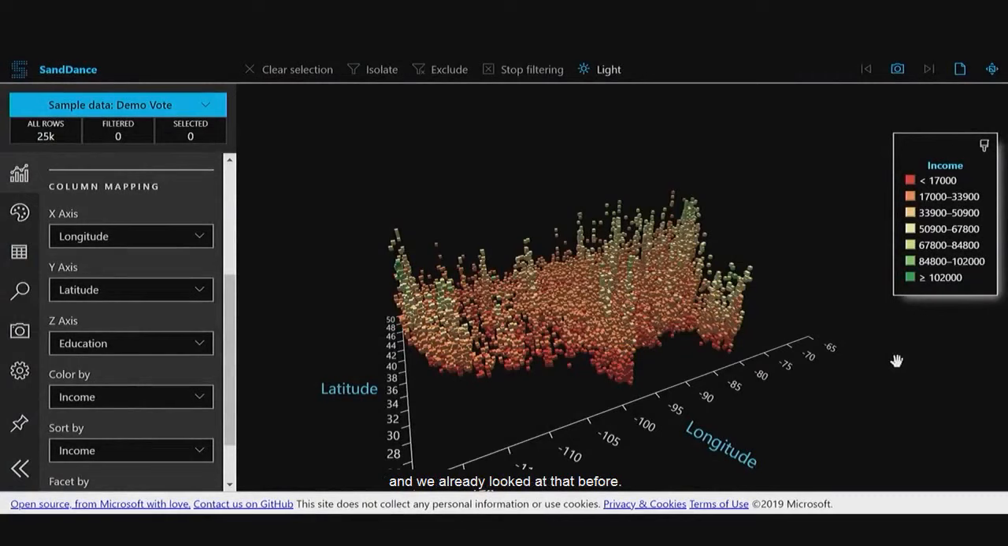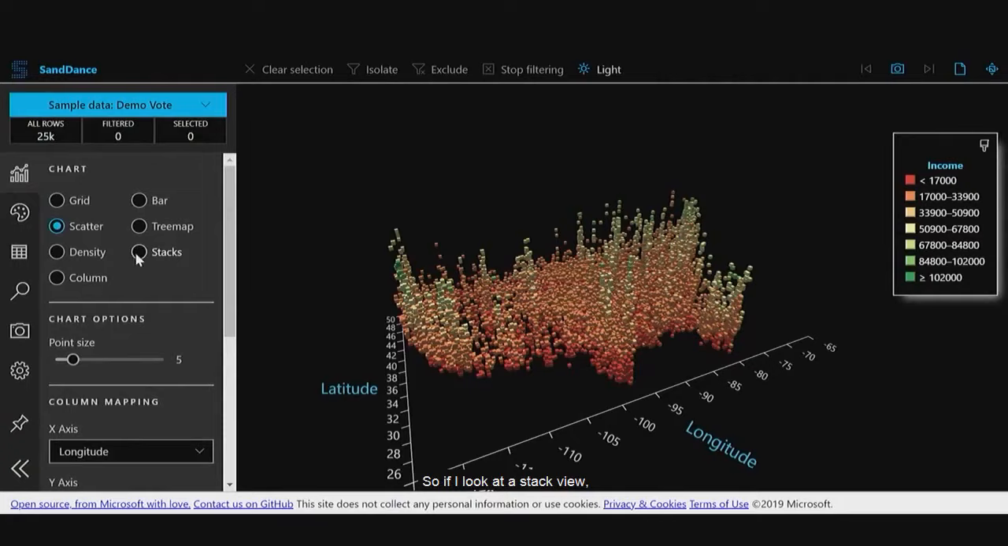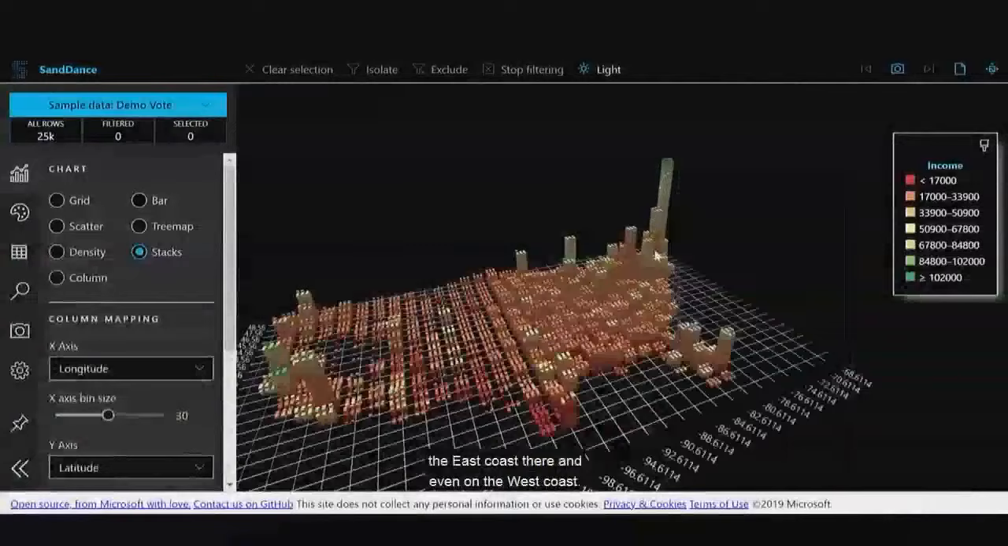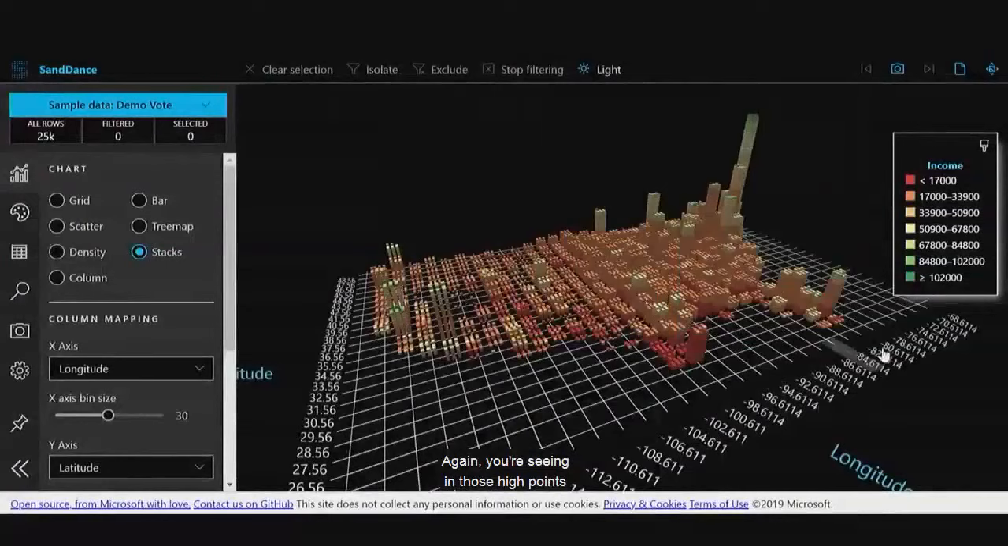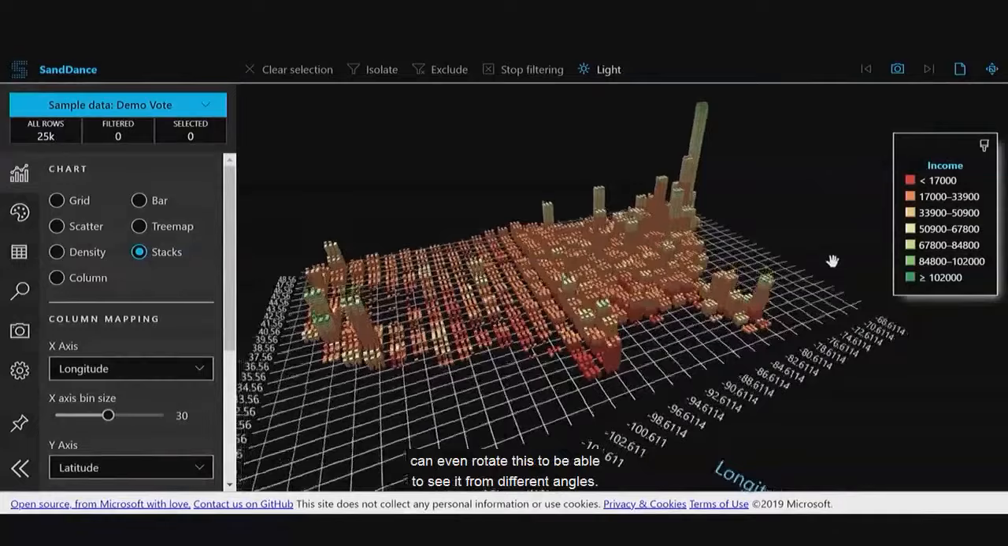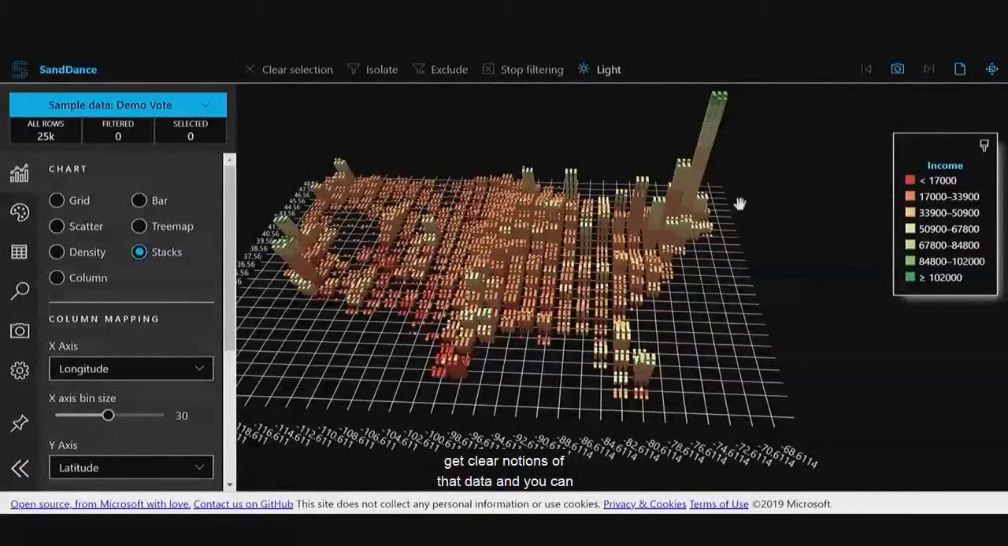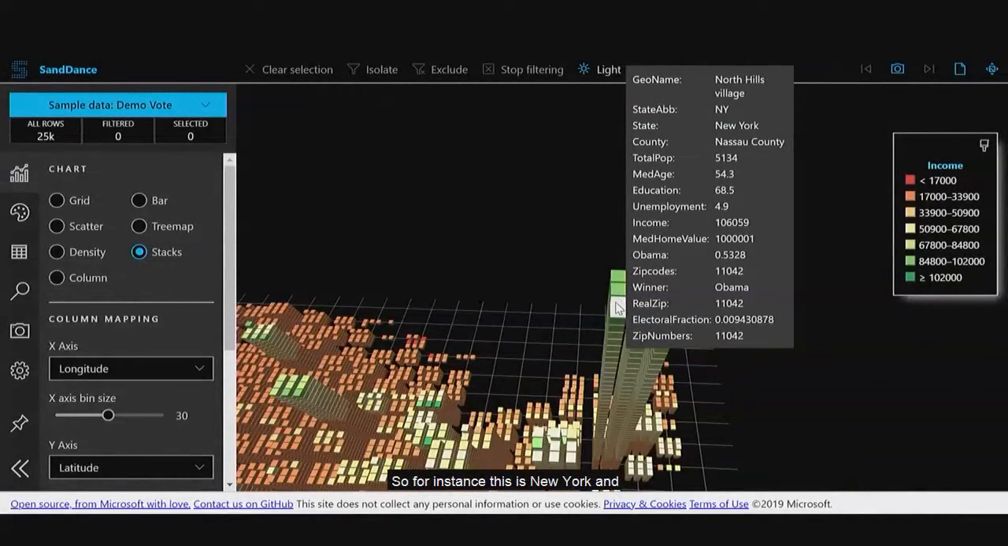But we can also look at population density. If I look at a stack view, you can see that this is where there are very dense areas on the East Coast, and even on the West Coast. And again, in those high points, that's where you have high income levels. Each of these views can help you, and we can even rotate this to see it from different angles. So it really can help you get clearer notions of the data, and you can zoom in and get information on one of these places. For instance, this is New York, and you can see that it's a very, very high income level there.